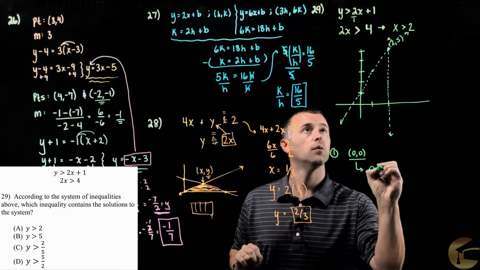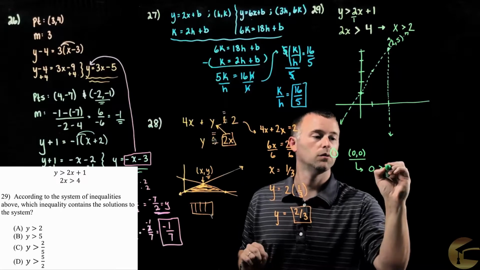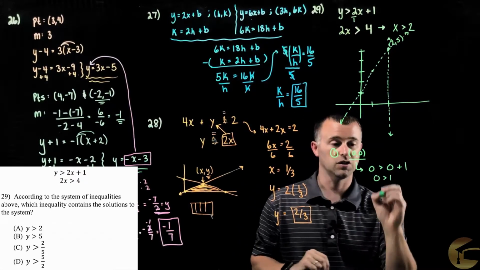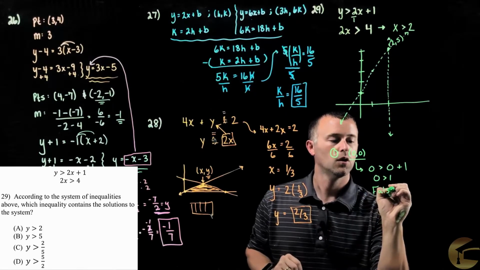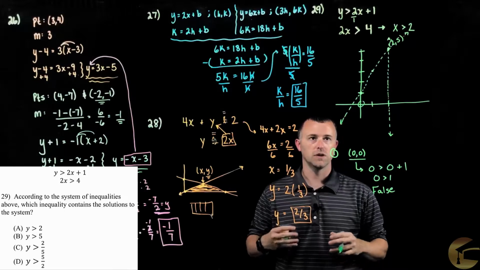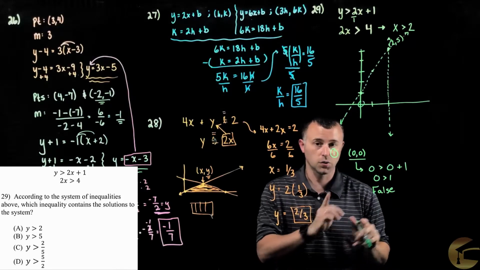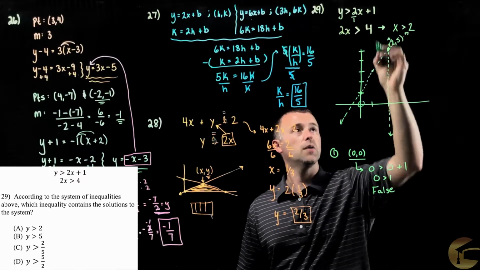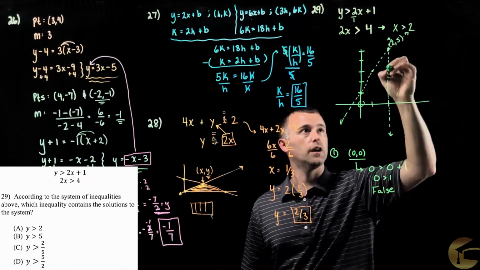So this would be 0 is greater than 2 times 0, which is 0, plus 1. So we have 0 is greater than 1, which is false. What that tells me is the point I tested didn't work, which means my graph better not shade towards that point. So I know this graph is shading up, and this vertical line is shading to the right.